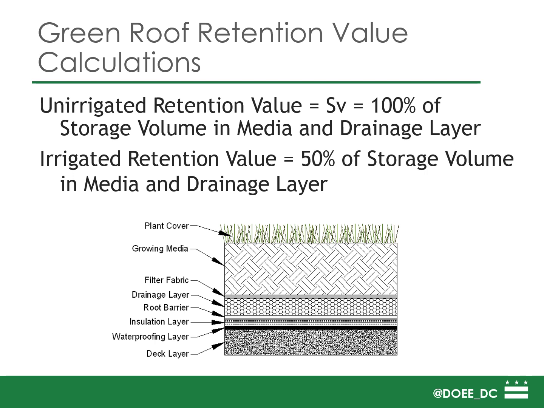So as I mentioned, the unirrigated retention value is just equal to the storage volume, whereas the irrigated retention value for an intensive green roof, if it's permanently irrigated, would be 50% of the storage volume.